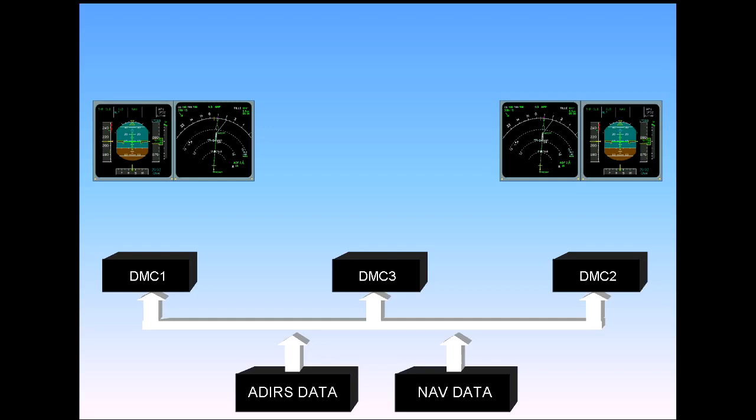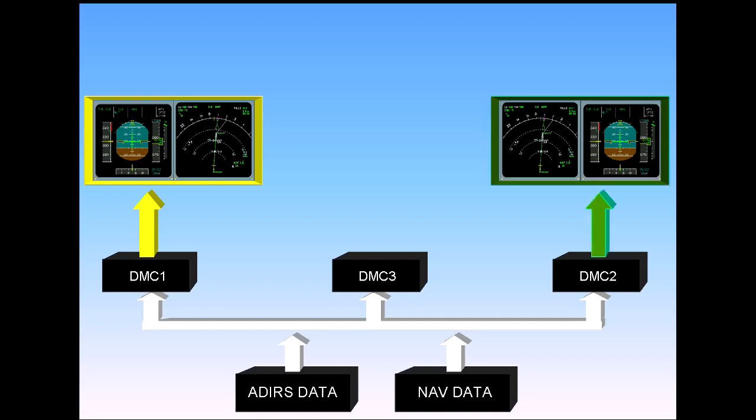Under normal circumstances, DMC1 supplies EFIS information to the captain's PFD and ND. DMC2 supplies the first officer's PFD and ND. DMC3 is available as a backup.